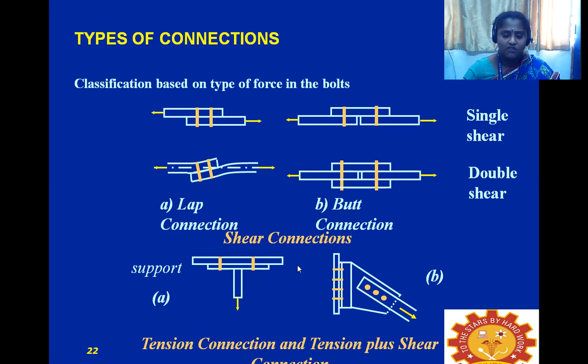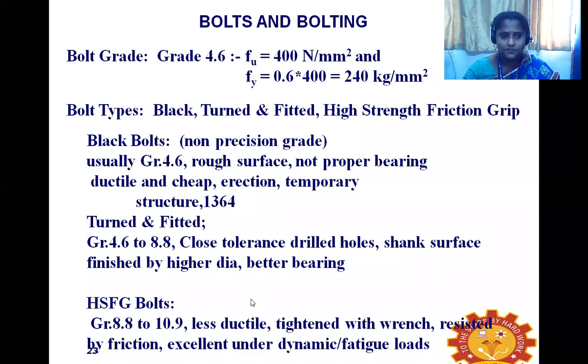Pictorially, shear connections have been clearly explained. Now, bolt specifications. What kind of bolt? That is, what is the grade of bolt? Strength of the bolt, FU. F stands for strength of the bolt, U is the ultimate strength and Y is the yield strength of the bolt. So the ultimate strength of the bolt is 400 Newton per mm square and the yield strength of the bolt is 0.6 times the ultimate strength of the bolt.